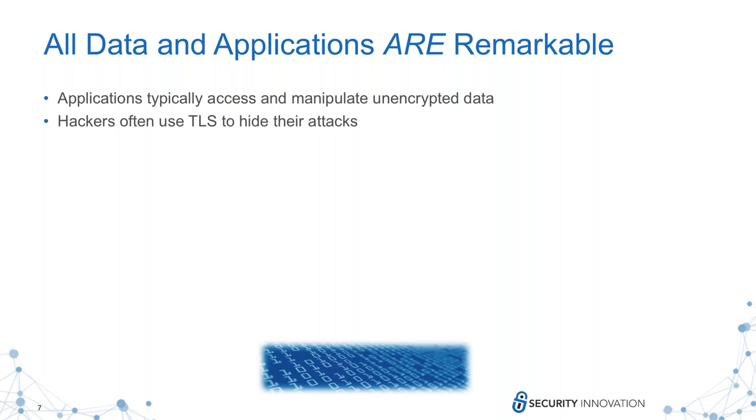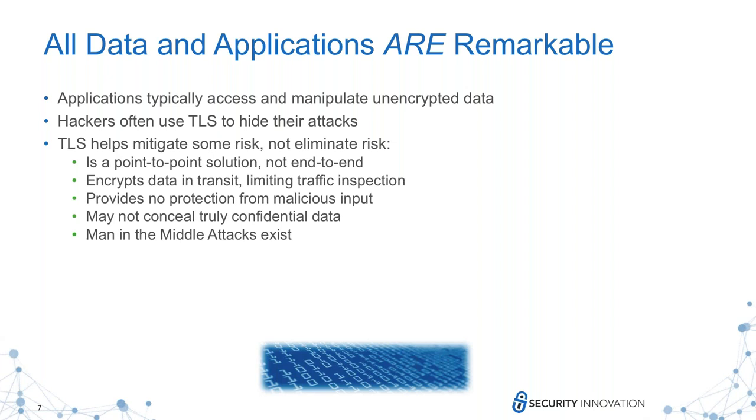Hackers can often use things like TLS and encryption to hide their attacks, though. So you can send traffic, but you can't actually see what's going on behind the scenes. That doesn't mean that you shouldn't be using something like TLS to protect your traffic. It does help mitigate some risk, but it also shouldn't be relied on to eliminate all risk. So it's a point-to-point solution. It's not end-to-end. It encrypts data in transit, which can render some firewalls, intrusion detection systems, and other traffic inspection useless unless the TLS is terminated. And that's an important point to remember.